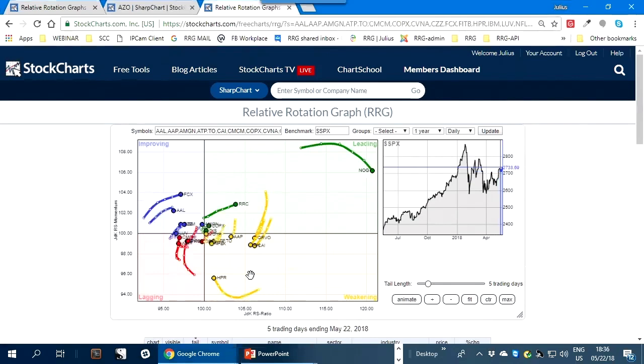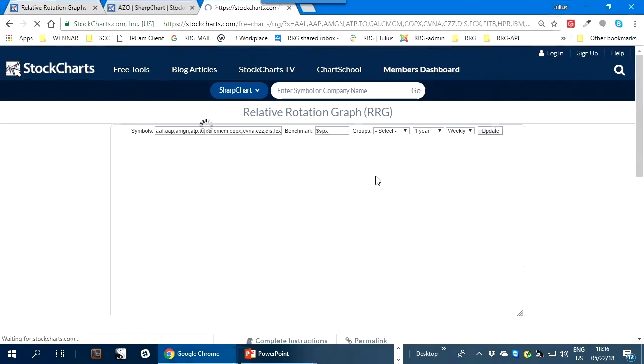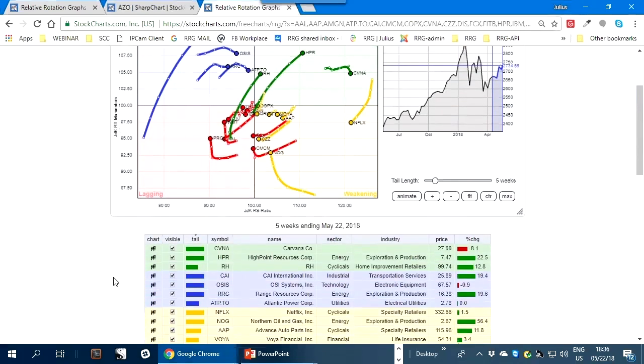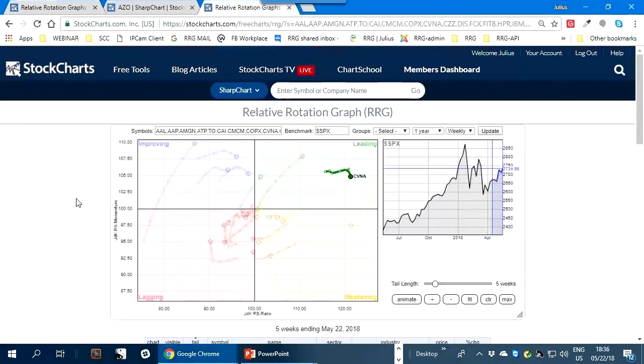So let's quickly switch to the weeklies. Let's see if we can get any more information from that chart. So CVNA, yeah, like it because it's still there. On the daily, it was a good one. HBR, yes, certainly.